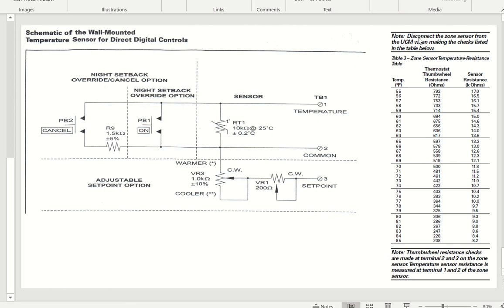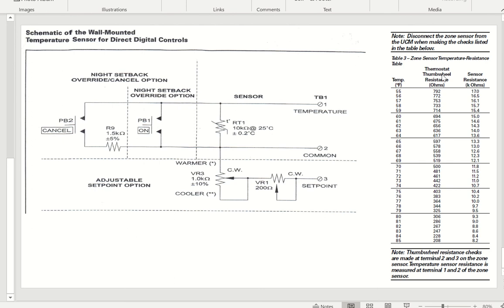Important note here at the top, it says disconnect the zone sensor from the UCM, the unit control module, or the circuit board when making the checks listed in the table below. As you saw, hopefully by now you've done the Ohm's Law interactive exercise. When you were taking a resistance reading of the water heater element, you'll notice that it was removed from the circuit. You never want to read resistance with your meter on a device when it is still wired to the system. So it's very important that when you're going to take these resistance readings between T1 and T2, or T2 and TB11 and TB12, or TB12 and TB13, that you remove the wires from the thermostat or remove them at the UCM, the module where they plug into.